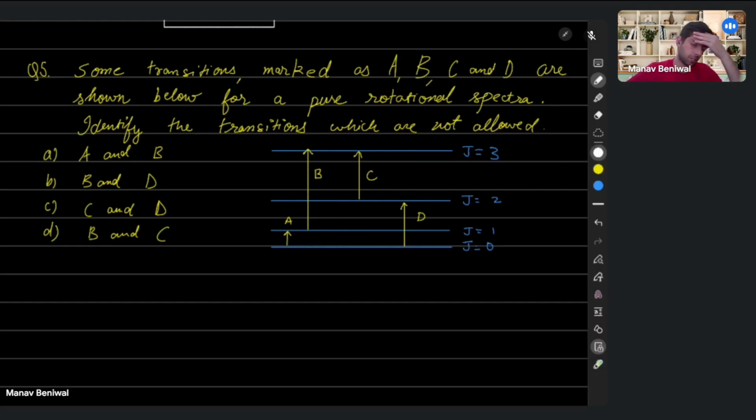So this is the next problem, problem 5, and it is showing some transitions. You can see in the figure that we have some transitions marked as A, B, C, D, and they are for a pure rotational spectrum. We have to identify the transitions which are not allowed.